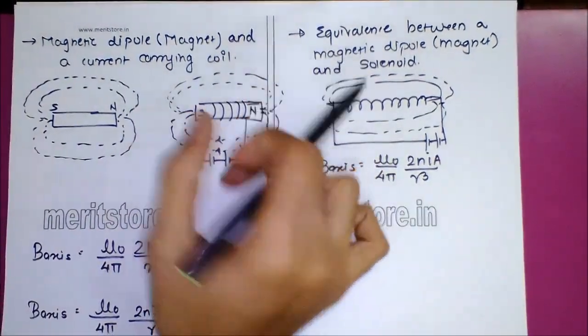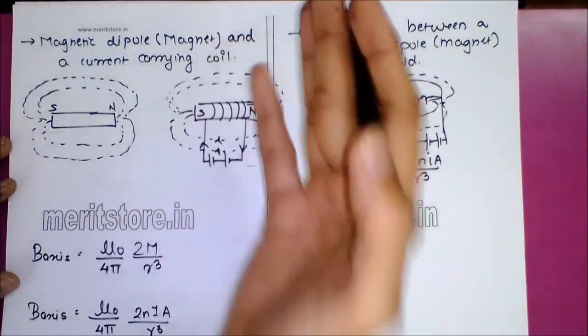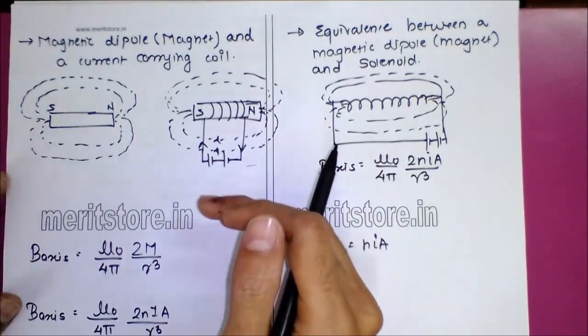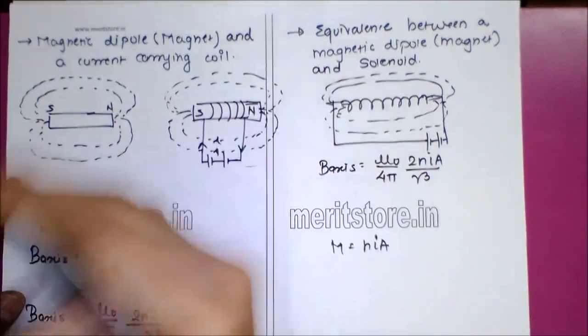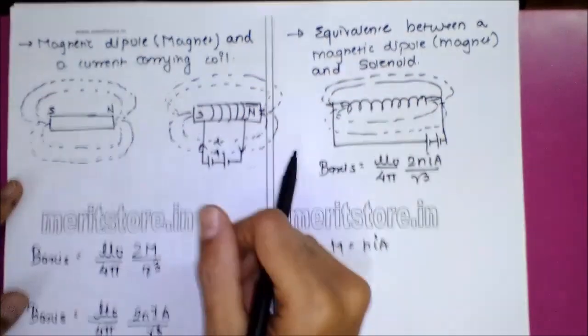When the current is passed through this coil, it also produces north and south poles. When the current direction is clockwise, one side becomes north and the other becomes south. When it is reversed, one becomes south and the other becomes north.